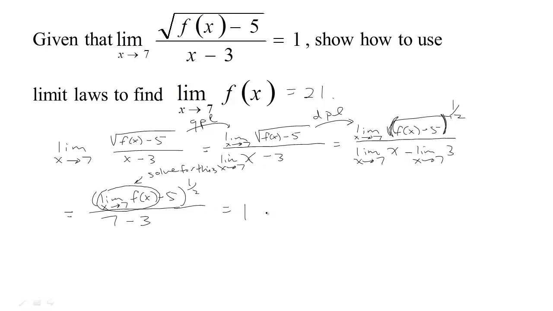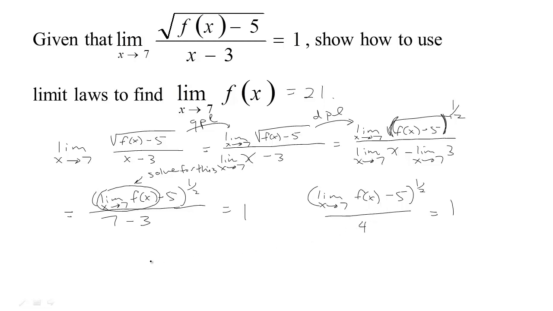So what I've got, if you look at this equation, I've got the limit that we're looking for. The limit as x tends to 7 of f of x minus 5 to the 1/2 power, or under a square root if you like, over, let's see, 7 minus 3 is 4, has to be equal to 1. So let me go ahead and solve for this thing. After all, that's what I want.